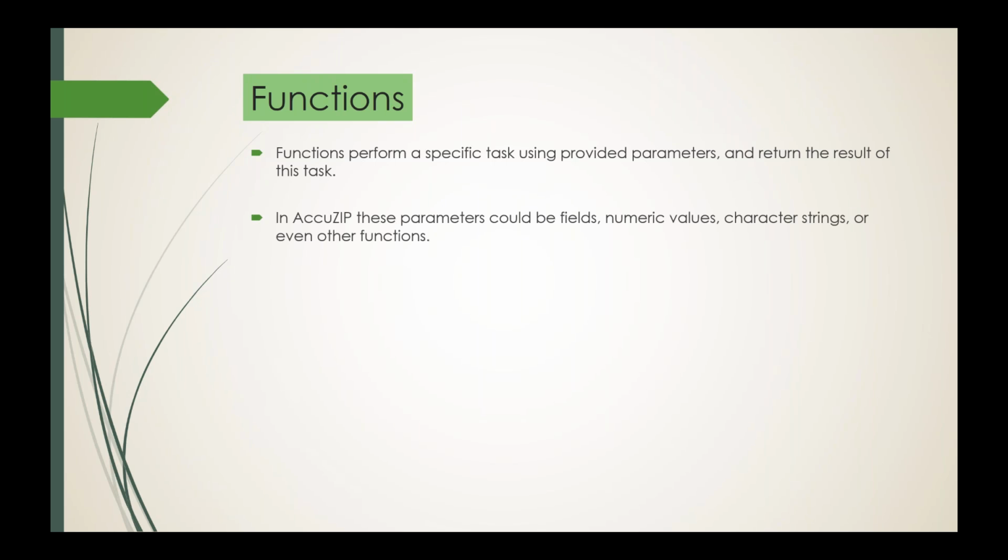So the first thing that we're going to go over is functions. And what exactly are functions? Functions perform a specific task using provided parameters and return the result of this task. A task is basically just a set of instructions. We provide information, and these are in the form of parameters. Parameters in AccuZip could be fields, numeric values, character strings, and even other functions.